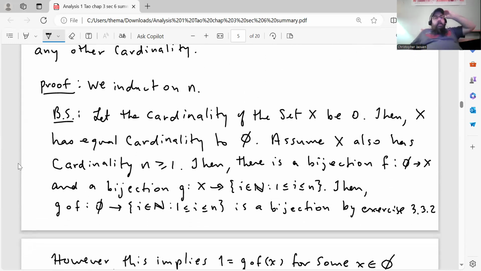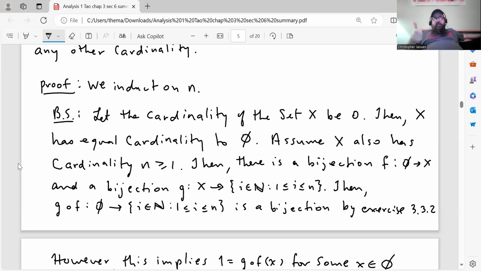So induct on N. Here's the base step. Let the cardinality of the set X be 0. Then X has equal cardinality to the empty set. Assume X also has cardinality N greater than or equal to 1. Then there's a bijection f from the empty set to X and a bijection g from X to the set of i in N such that i is greater than or equal to 1, less than or equal to N. Then the composition g with f, taking the empty set to the set of all i in N such that i is greater than or equal to 1, less than or equal to N, is a bijection by exercise 332.